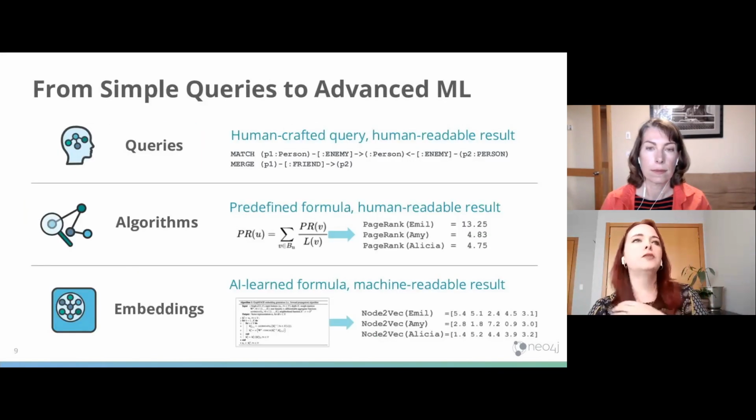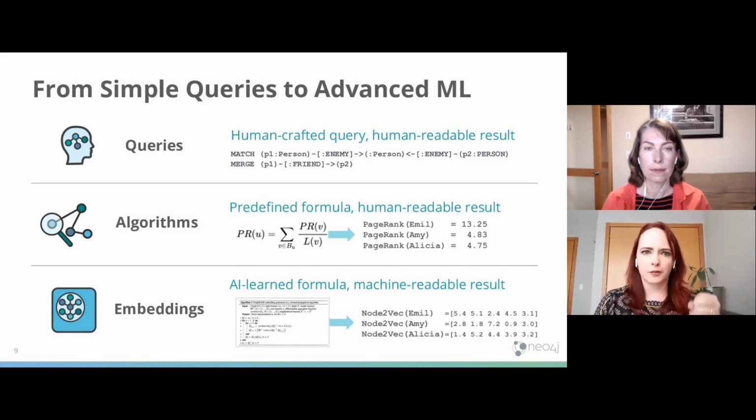So I like to zoom in on the difference between queries, algorithms, and embeddings for folks who haven't encountered this before and really aren't used to thinking about the differences. So queries, if you've used Neo4j, or even, we've all used SQL before, right? A query is human crafted. I know there's something I'm looking for, and I want to pull those results back.